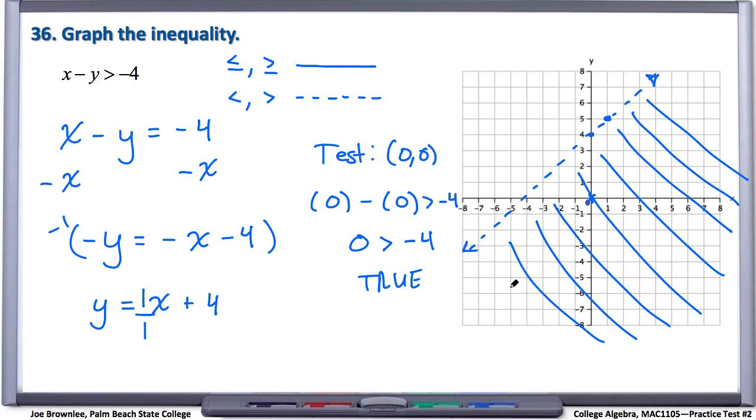If we would have chosen a point above the line, any point above the line, and plugged it in, we would have gotten a false statement. We don't shade on the false side of a line, we only shade on a true side. So if we plug in a point from above this line and get a false statement, we know we're going to shade on the opposite side. All right, but number 36, there's the graph of our inequality.